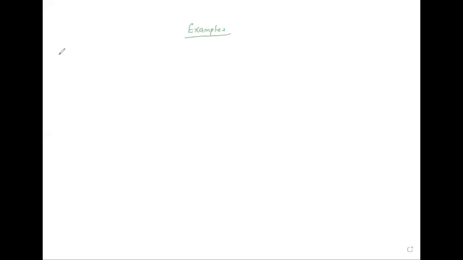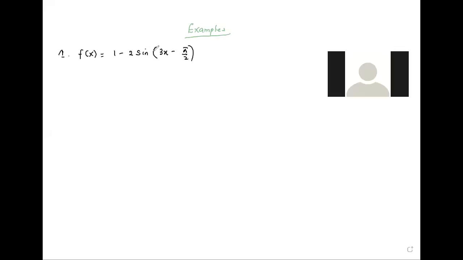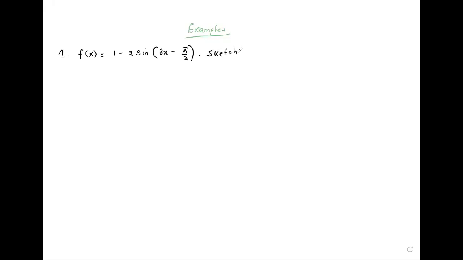Examples. So we should do at least the 3. Example 1: f of x is equal to 1 minus 2 sine of 3x minus pi over 2. Sketch its full period.